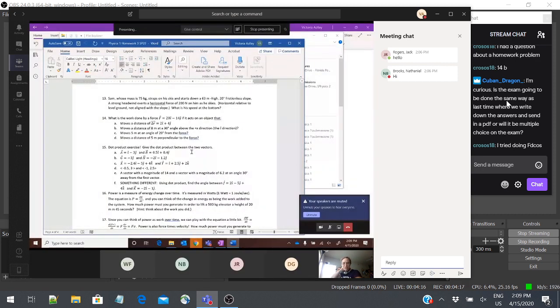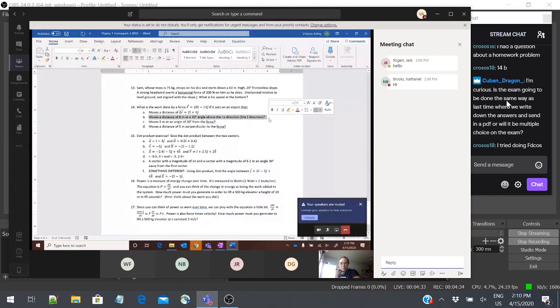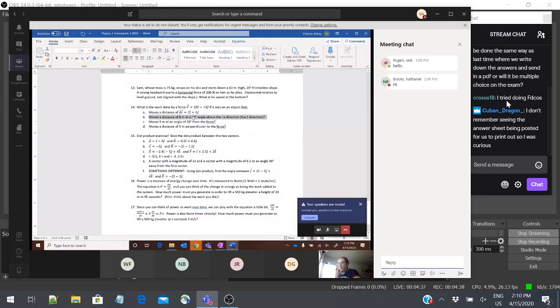Okay, you tried doing FD cosine theta. So Corey says he tried doing FD cosine theta for 14B. The issue here is, what's cosine theta? Because it's 30 degrees above the I direction, but in that FD cosine theta equation, it's the angle between F and delta R.